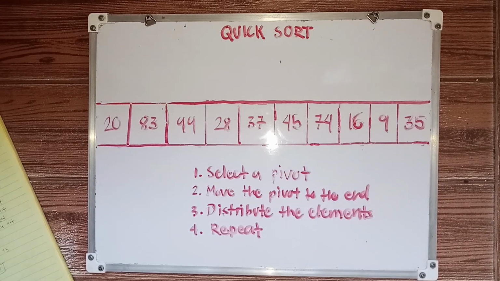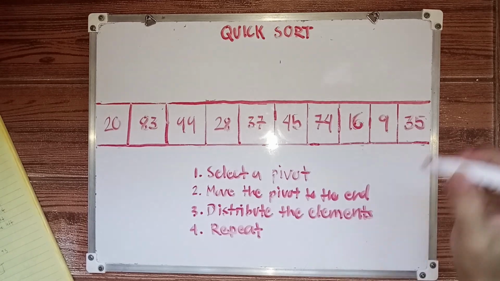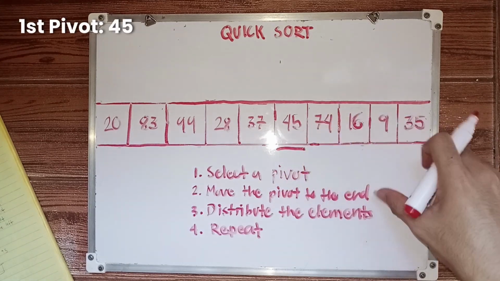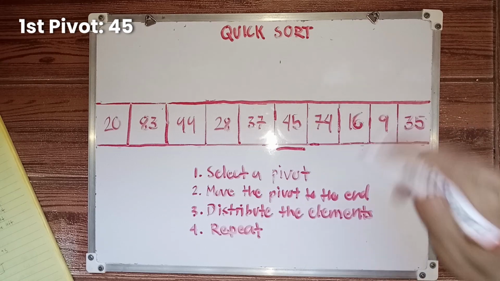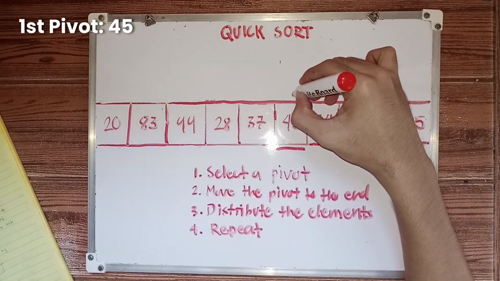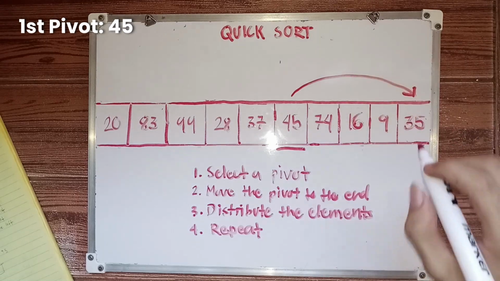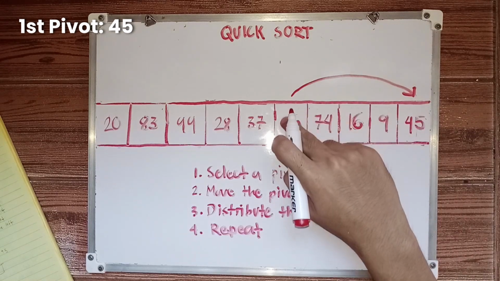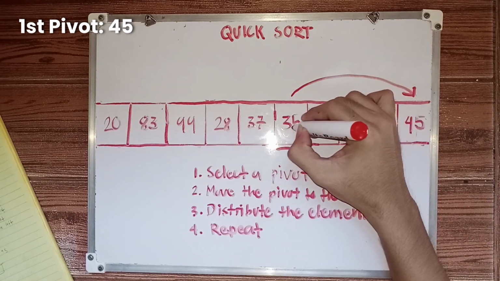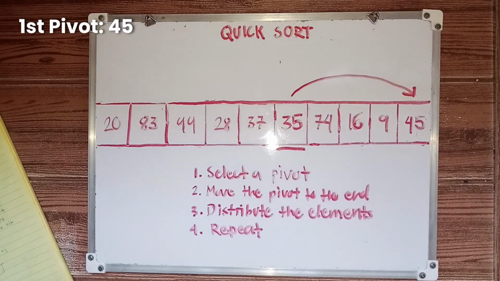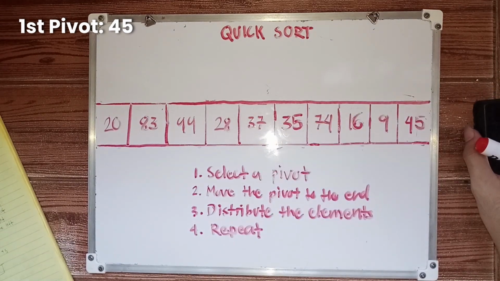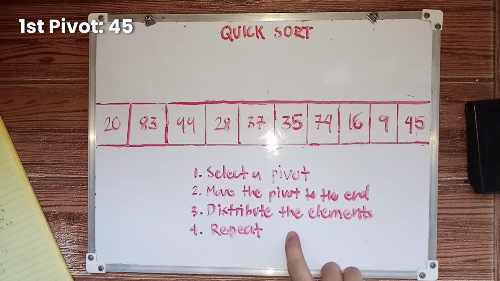So, to demonstrate, first we need to select a pivot. So I am going to select 45 as our pivot. So second step, we need to move or swap it to the end, making this 45 and this 35. And then, next is to move the pivot, distribute the elements.